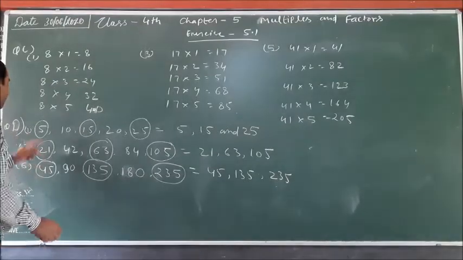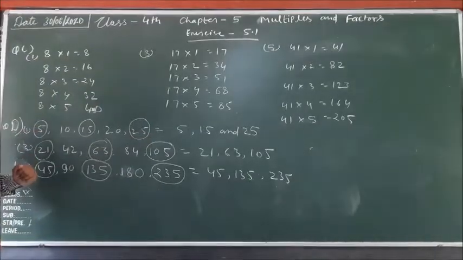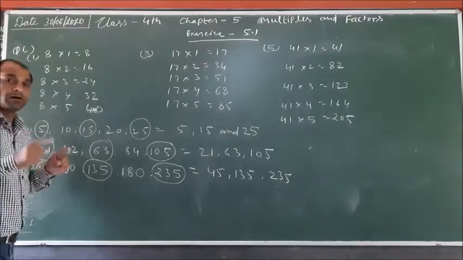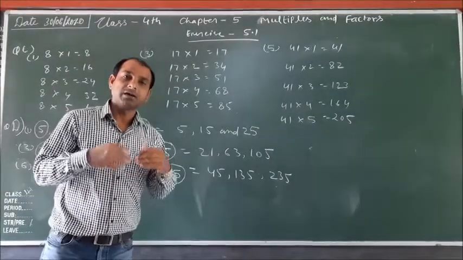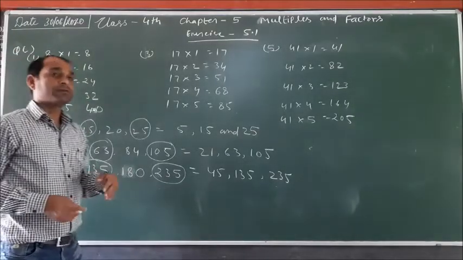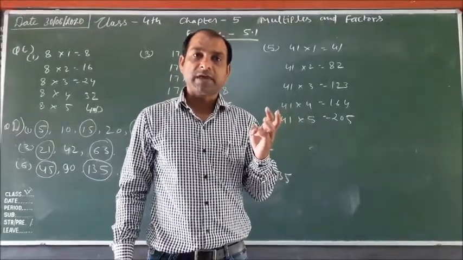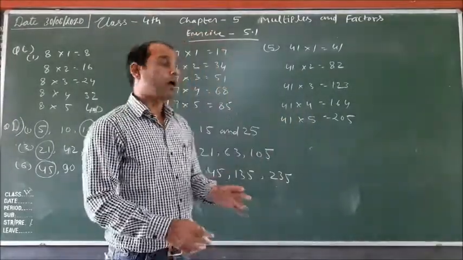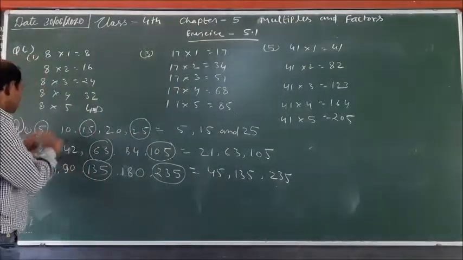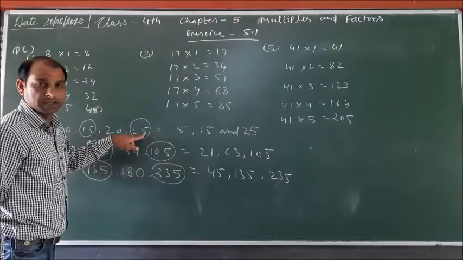First question is 5. So 5, 10, 15, 20, 25. These are multiples, but in these multiples some are odd numbers and some are even numbers. So which is an odd number? If the ones place has 1, 3, 5, 7, 9, these are odd numbers. So here 5, in the ones place 5, here also in the ones place 5.